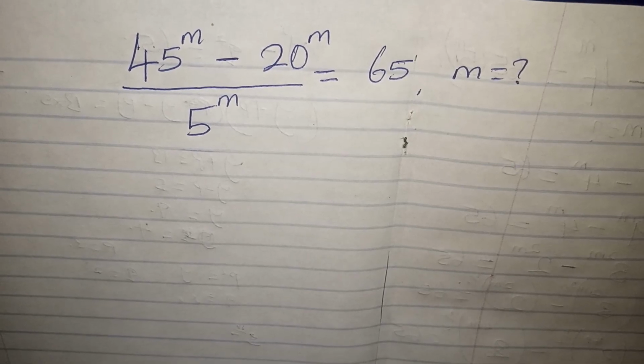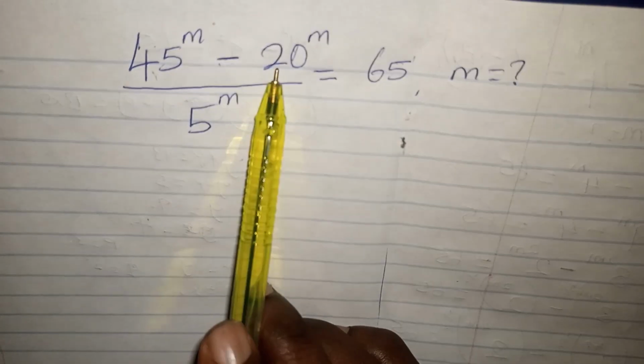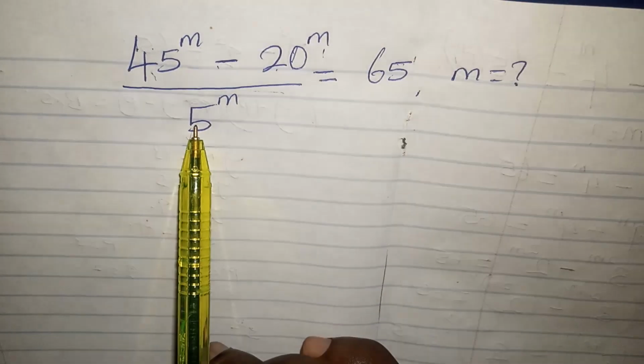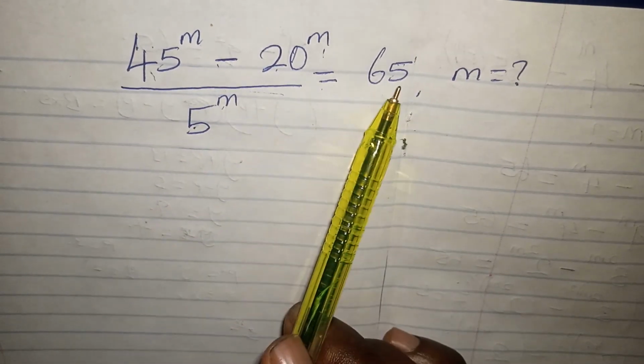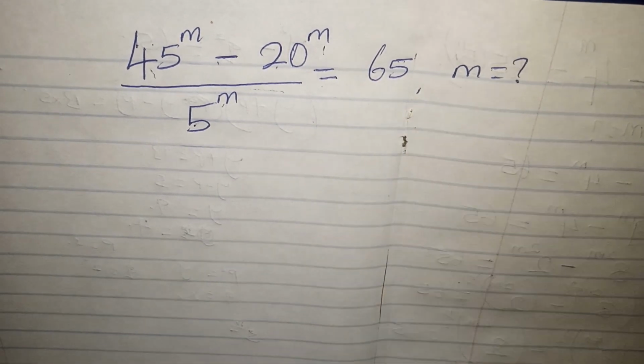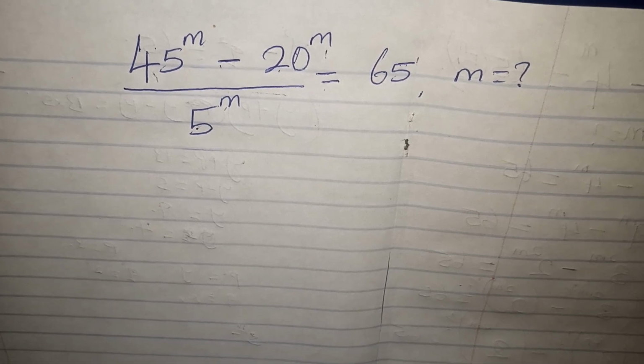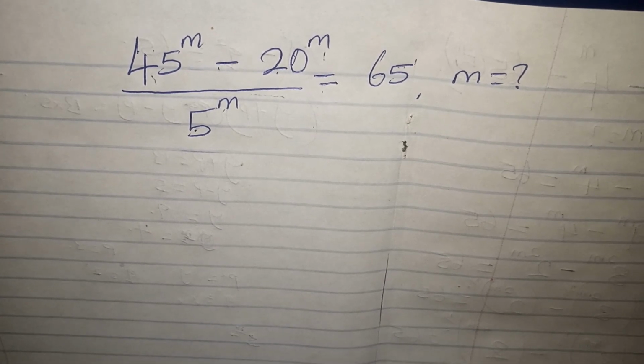Here comes a nice challenge which reads: (45 to the power of m minus 20 to the power of m) divided by 5 to the power of m equals 65. And what then is the possible value for m? So we are looking for the value of m in this challenge. So let's see how we can solve for this.